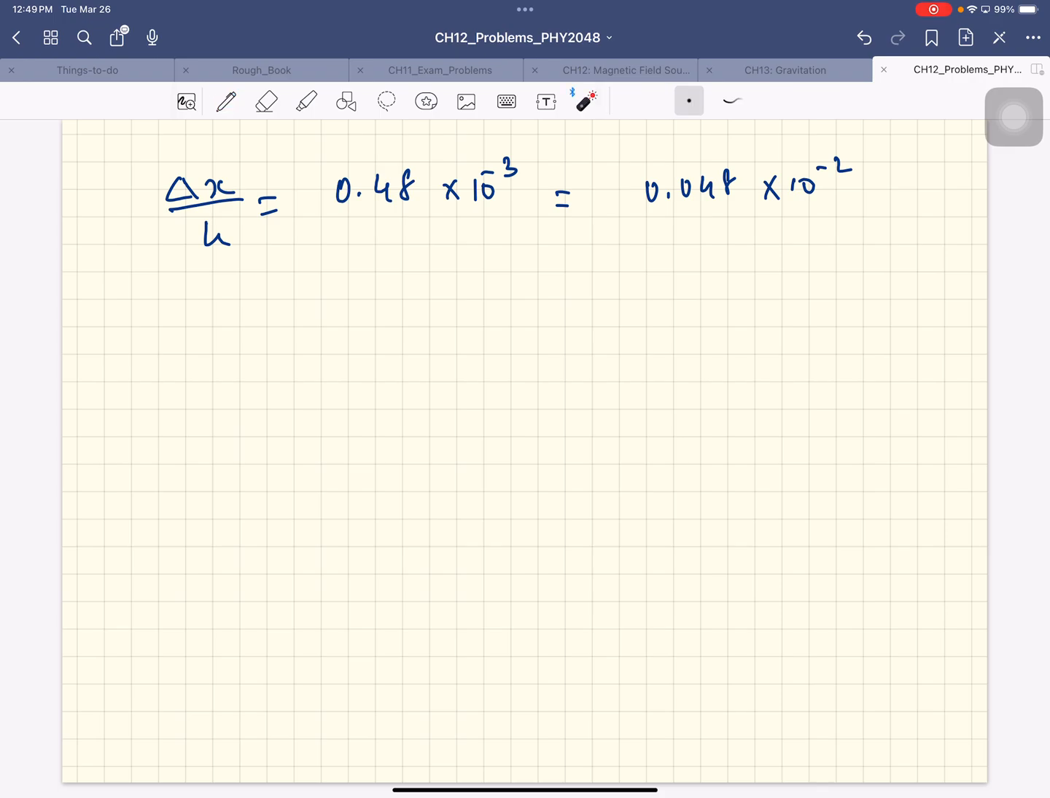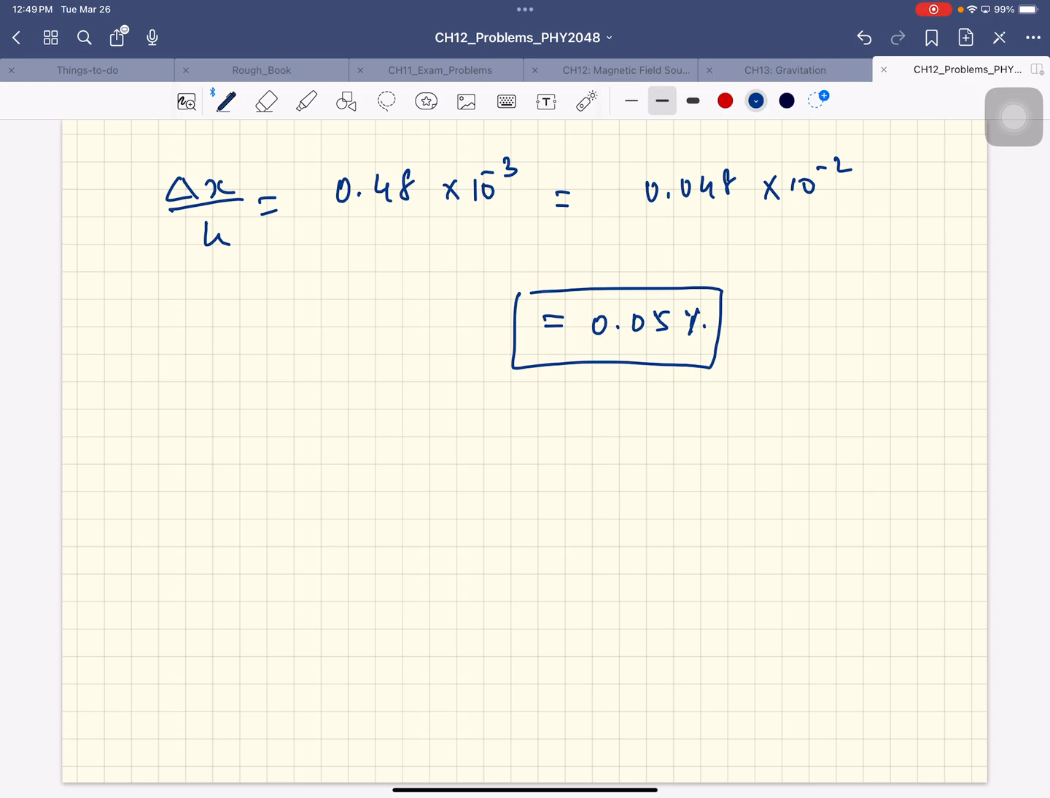Okay, so that's how much it deforms. So if you want to convert that to percent, you would multiply by 100. So 0.05%. Okay, that's how much it deforms.